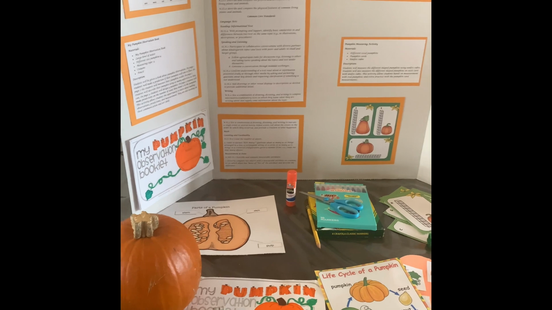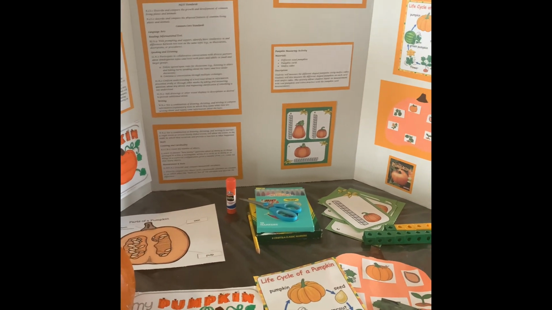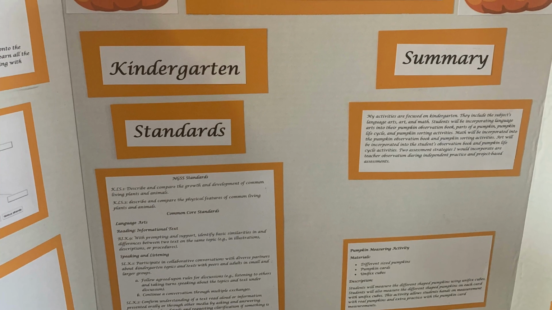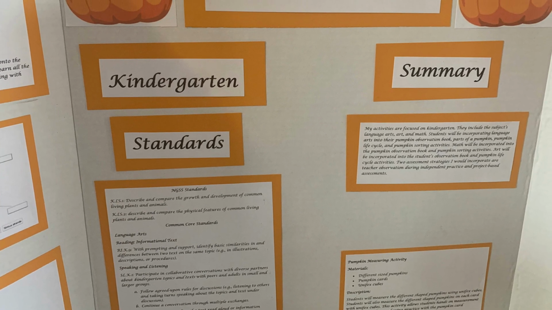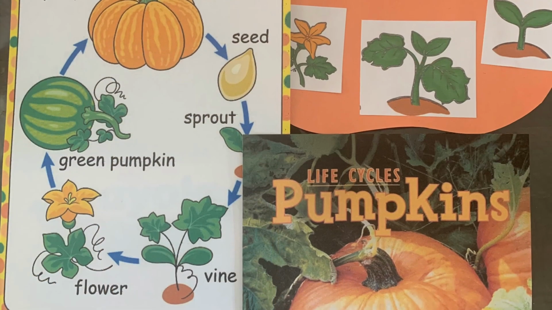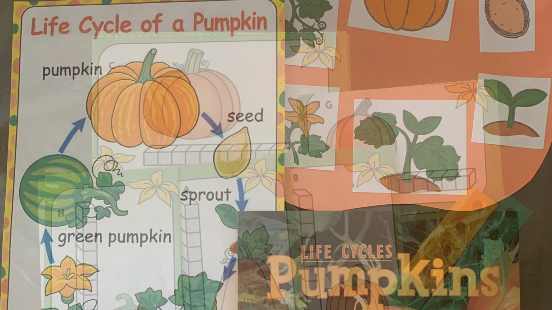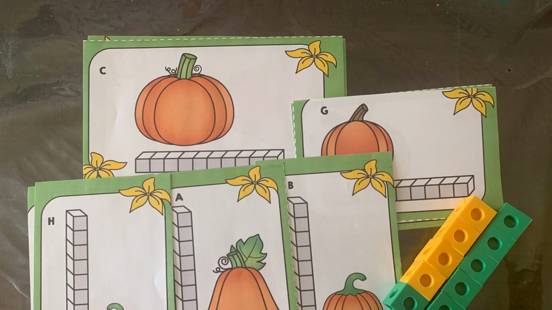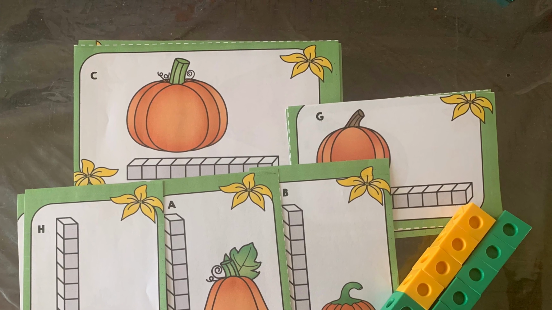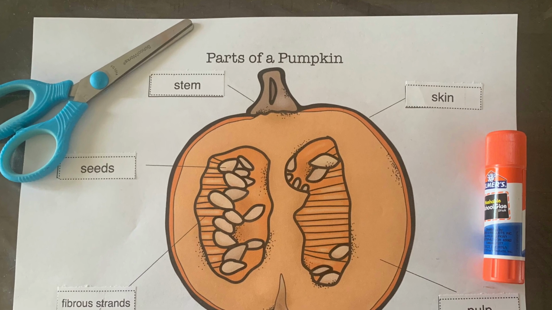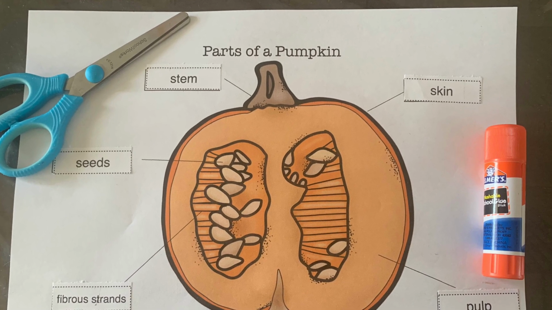The two observations I would use are project-based and teacher observation during each activity. For project-based, I'm going to be assessing the students on the completion of their life cycles of a pumpkin. This tells me that they have an understanding of the order of the pumpkin as it grows, and also the observation book.